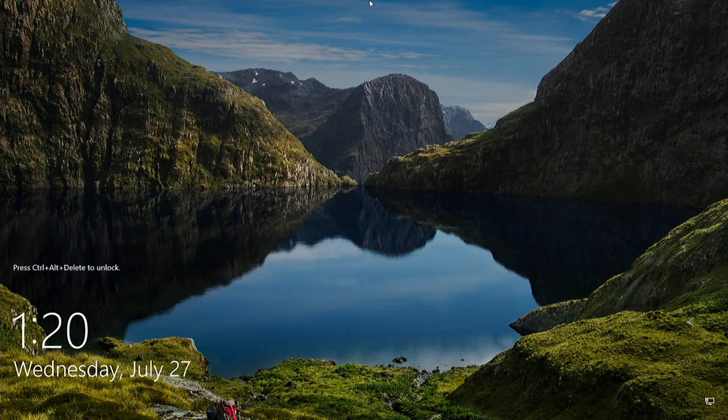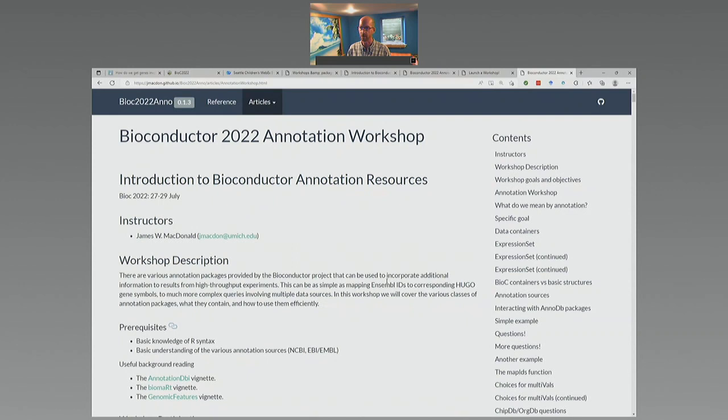So, my name is Jim MacDonald. I am a member of Bioconductor, and I have a lot of experience with a lot of the annotation packages, and that's what we're going to be talking about today.